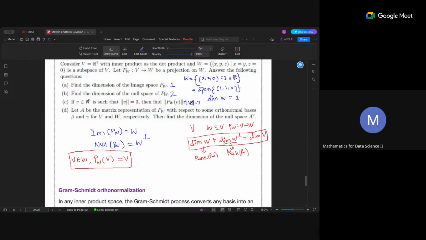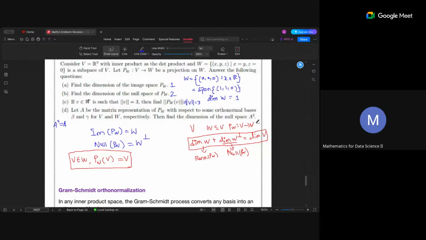Fine. What about the last question? Let A be the matrix representation of PW with respect to some orthonormal bases beta and gamma for V and W respectively. Find the dimension of the null space of A square. What do you know about A square? It is equal to A. Yes, A square is equal to A, right? And what do you know about the null space of A? It is W perp, right?